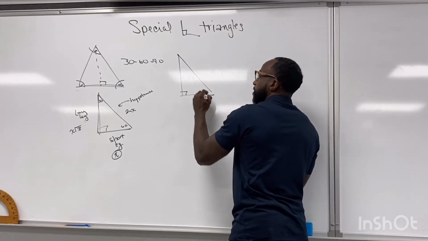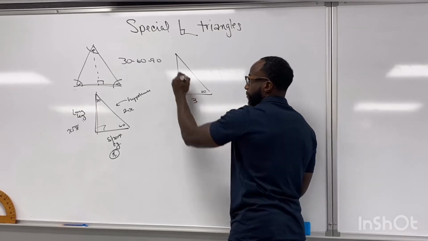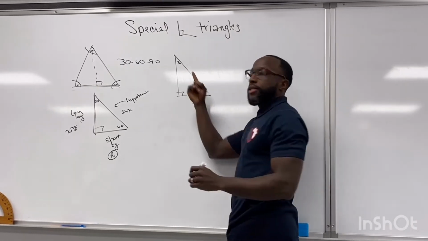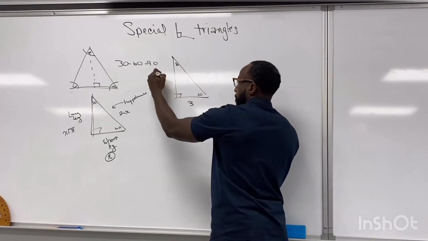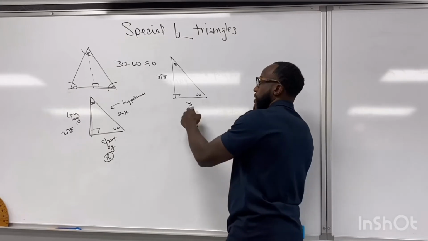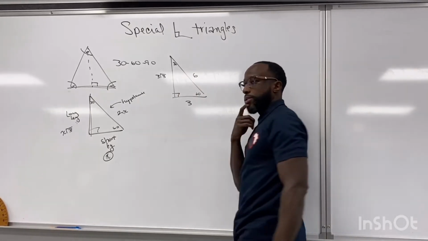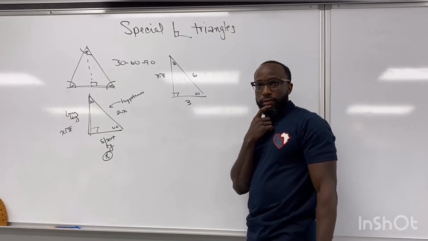The side where 60 degrees is always the long leg. So if I said the short leg was 3, the side with the 60 degree angle is going to be 3 times the square root of 3. And the hypotenuse is always going to be 2x, 3 times 2, which is 6. Right, let's look at another.